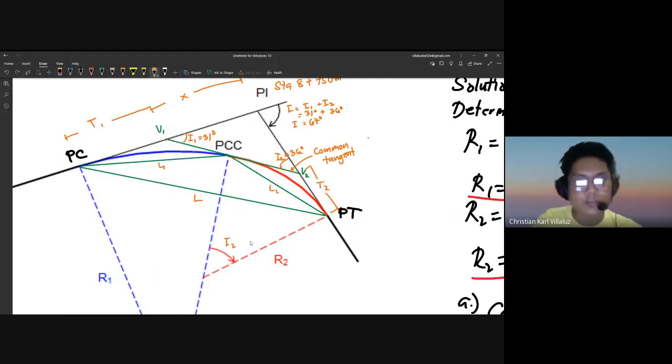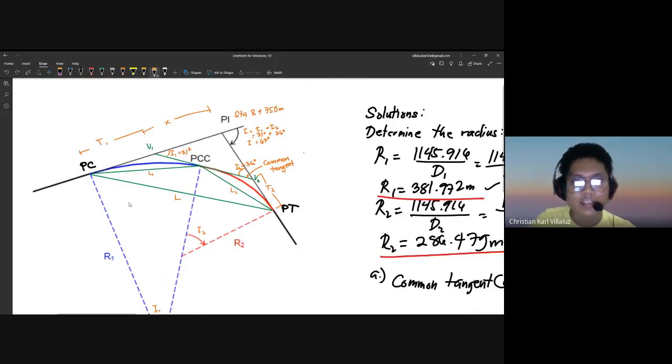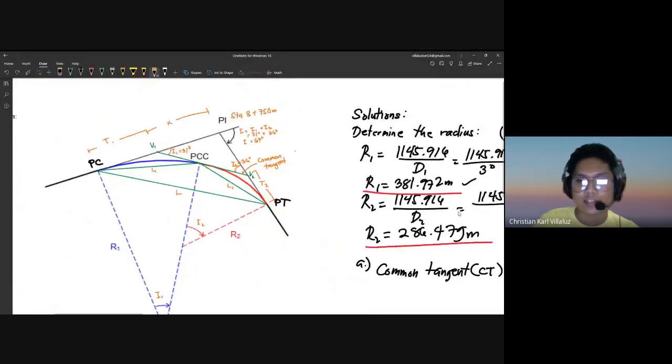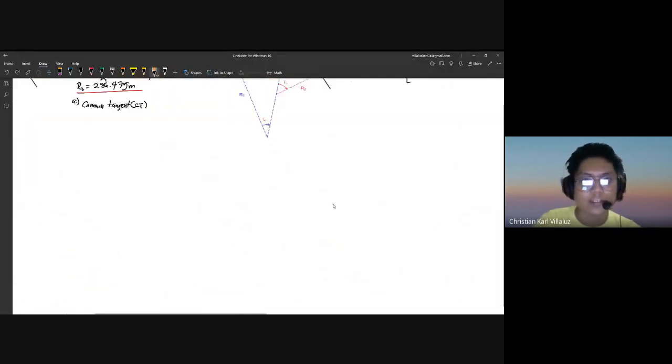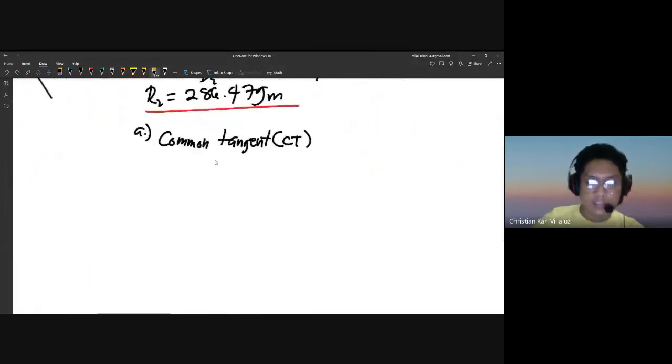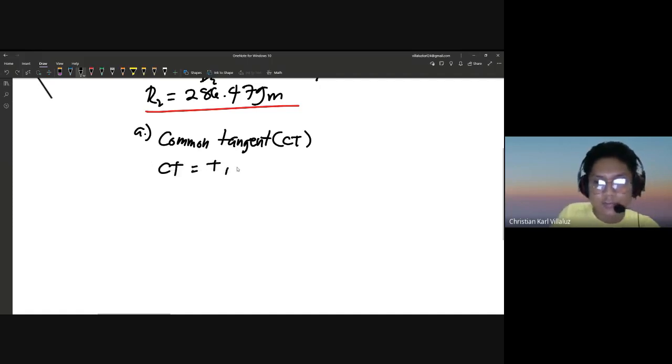So, paano hanapin ang common tangent? Ang common tangent ay sum of the tangents of the first curve and the second curve. Kaya, solve lang natin yung tangent nung una at nung pangalawang curve. So the common tangent is tangent 1 plus tangent 2. The tangent 1 is R1 tangent I1 over 2.